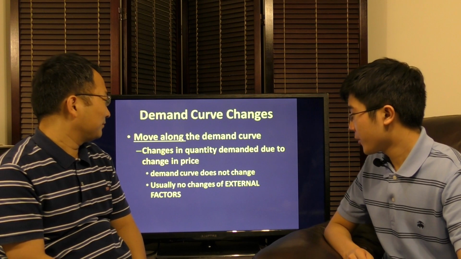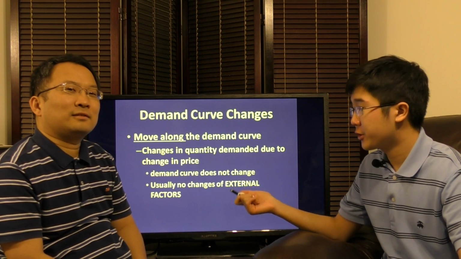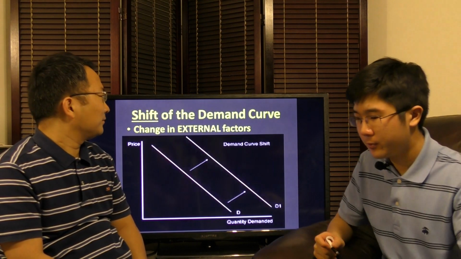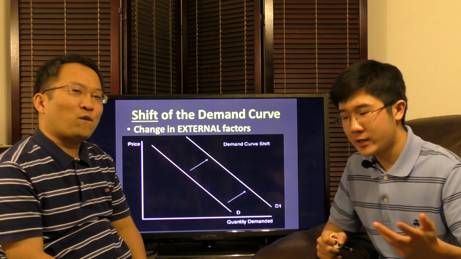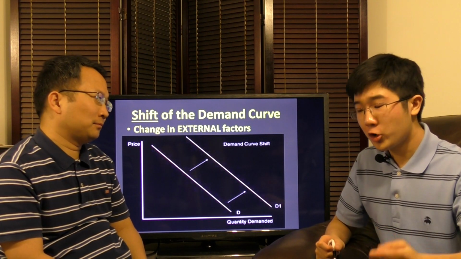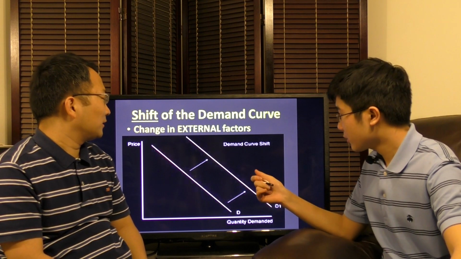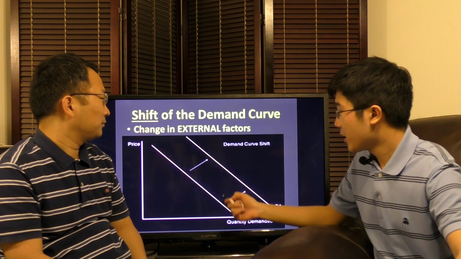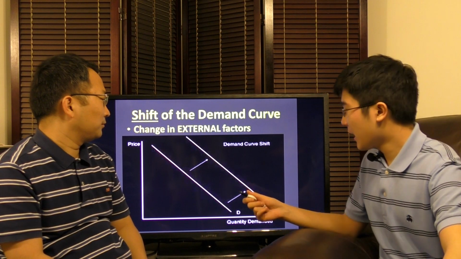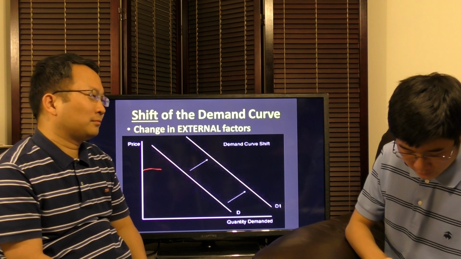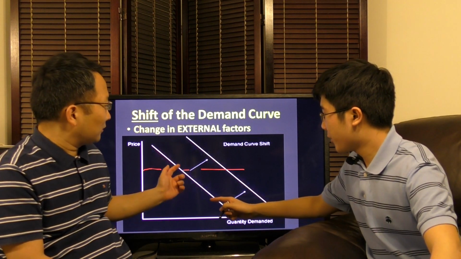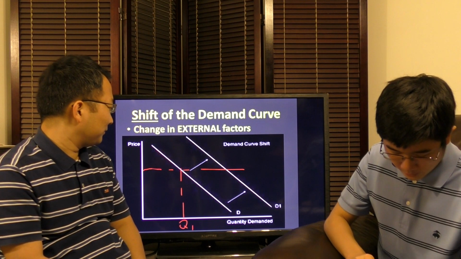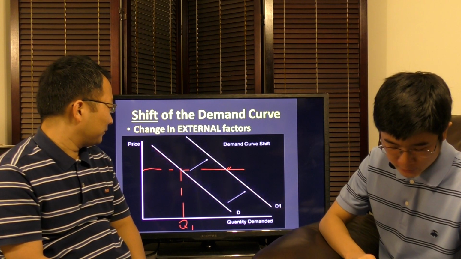Usually we're not accounting for any external factors that are changing, because all things being equal, we're only looking at how a change in price changes the quantity demanded. The second change, as you might have guessed, is the shift of the demand curve, which is caused by a change in external factors. When the demand curve shifts to the right, that means that at each given price, consumers are willing to buy more quantity. For instance, at this price, the line right here, on the old demand curve consumers demanded Q1. But at the new demand curve, at the same price, consumers are demanding Q2.